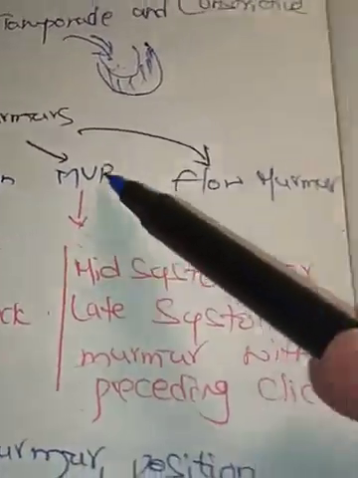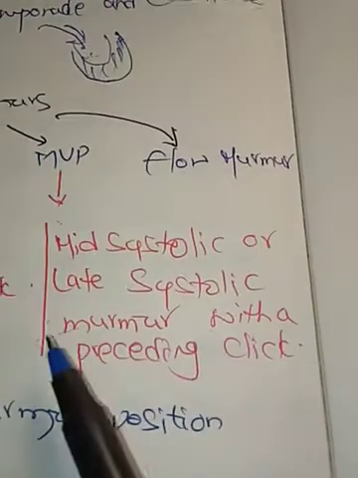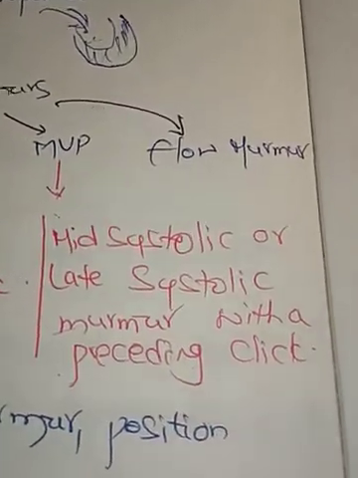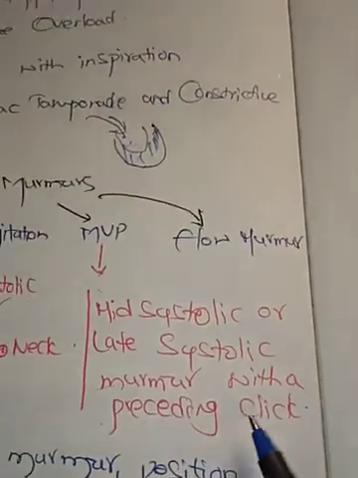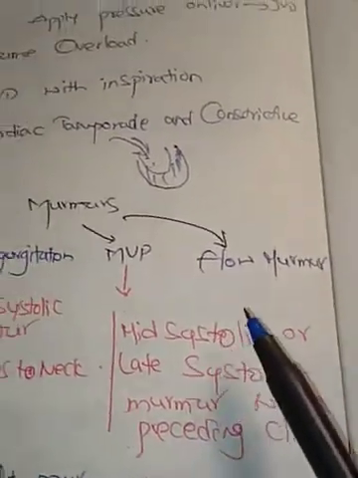Whereas, the mitral valve prolapse, typically, it is a mid-systolic or late systolic murmur with a preceding click. So that is the nature of MVP.